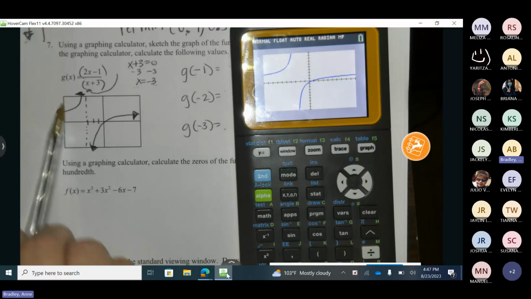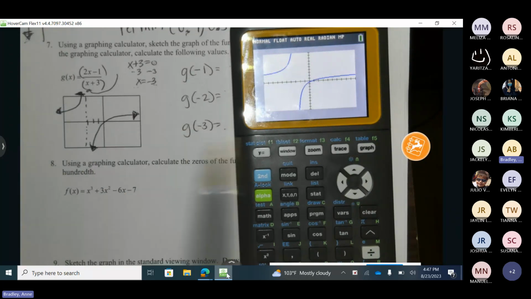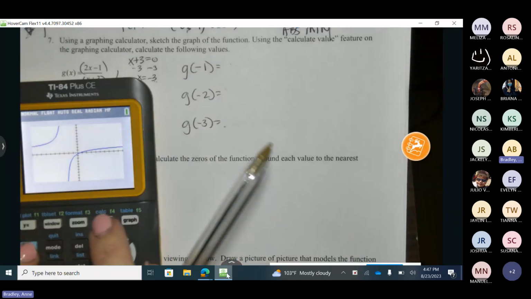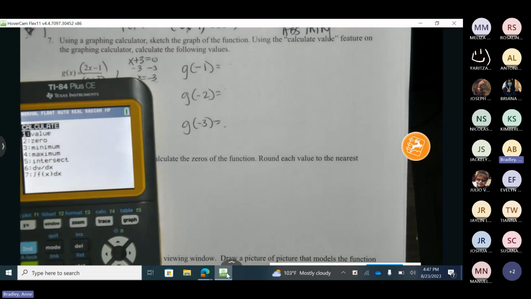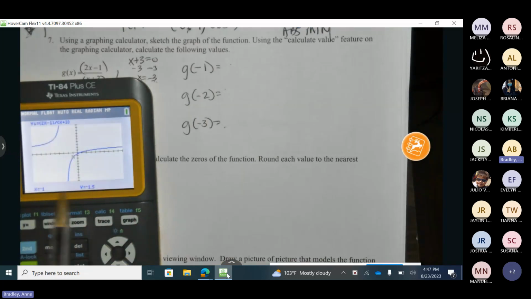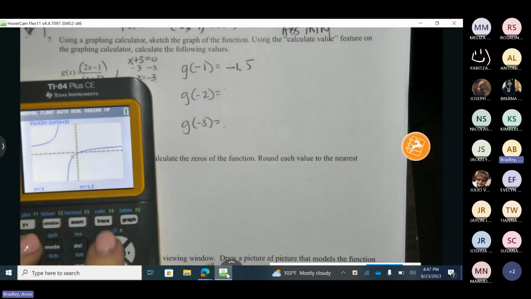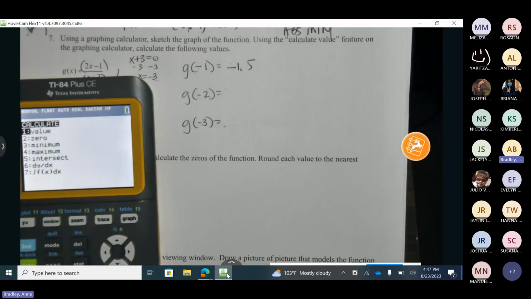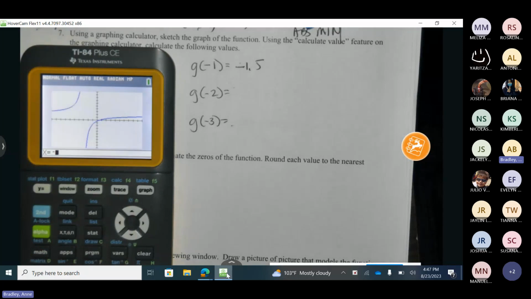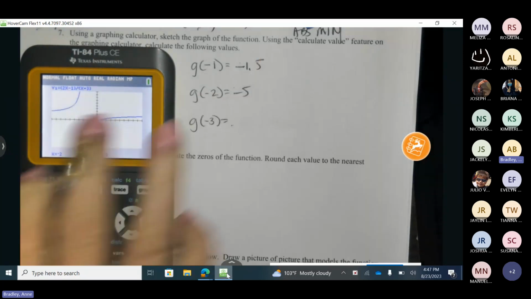Okay, so this is what we have right now. And now how do we calculate these points? We're going to go second trace value. I'm typing in -1 and writing down what we have, -1.5. Okay, type in -2. Second trace value, type in -2. We have -5. Remember I said we can't have a -3.